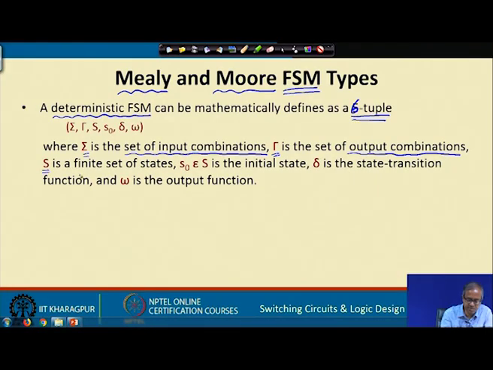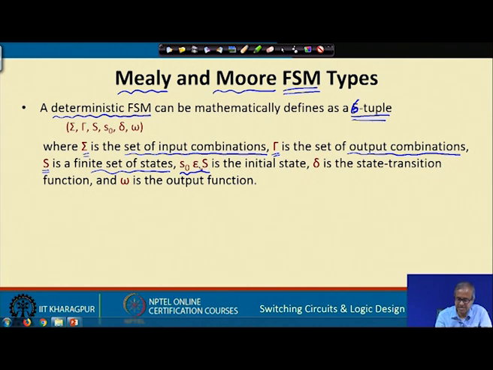Capital S denotes the set of states. Whenever you have drawn the finite state machine, the state transition diagram, you have some idea how many states there are. So, S denotes the set of states. Like in the example that I have given, there are 4 states A, B, C, D. And small S0, which is a member of S, is the initial state, because you have to mention from which state you have to start.